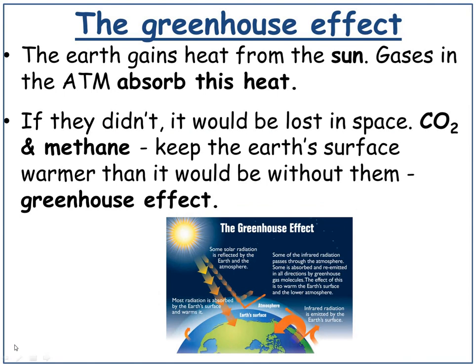The greenhouse effect. The Earth gains heat from the sun, and gases in the atmosphere absorb this heat. If they didn't, it would be lost in space. Carbon dioxide and methane keep the Earth's surface warmer than it would be without the greenhouse effect.